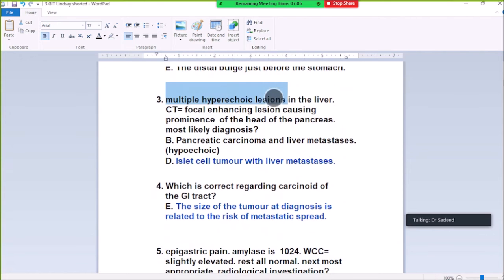Question 3, multiple hypoechoic lesions of the liver. CT shows a focal enhancing lesion causing prominence of the head of the pancreas. Most likely diagnosis, isolated tumor with liver metastasis. Option B is pancreatic carcinoma and liver metastasis. Pancreatic carcinoma is hypoechoic, so it cannot be the answer. Multiple hypoechoic lesions in the liver, and CT shows a focal enhancing lesion causing prominence of the head of the pancreas, so the diagnosis is islet cell tumor with liver metastasis.